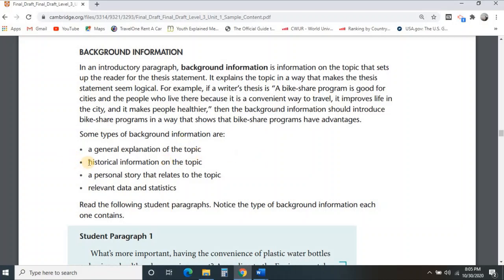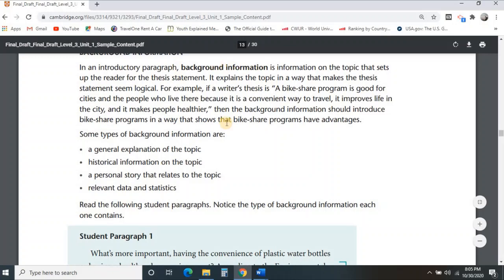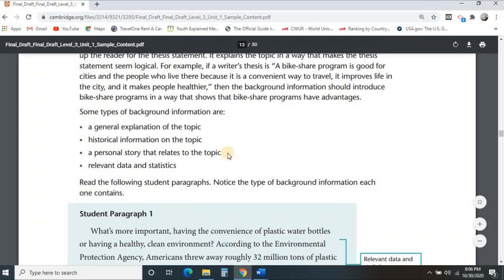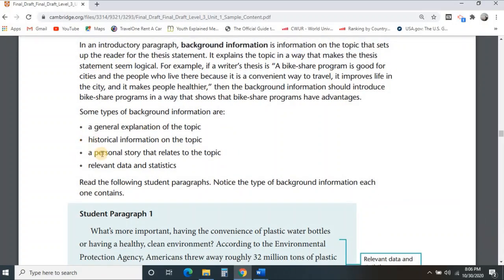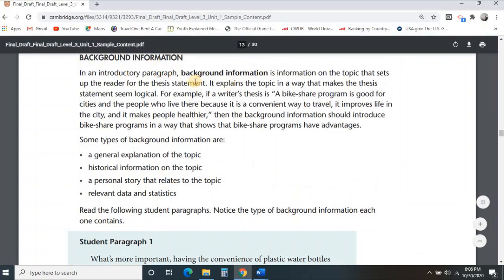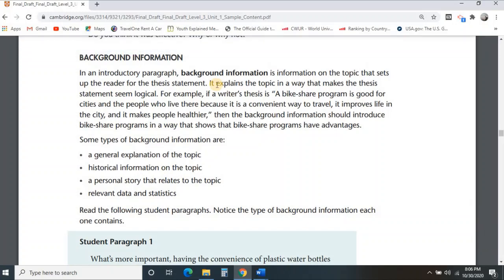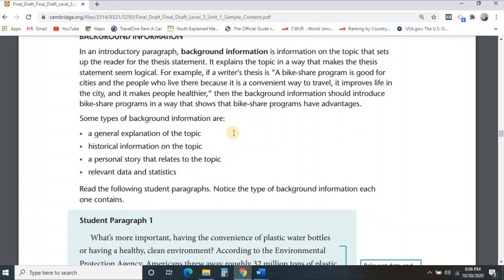Make sure to provide historical information on the topic. That also helps, and that counts as important background information. Or you can also provide a personal story that relates to the topic. Sometimes after the hook, you can provide a story that is very interesting and very relevant to the topic you are discussing in your essay.